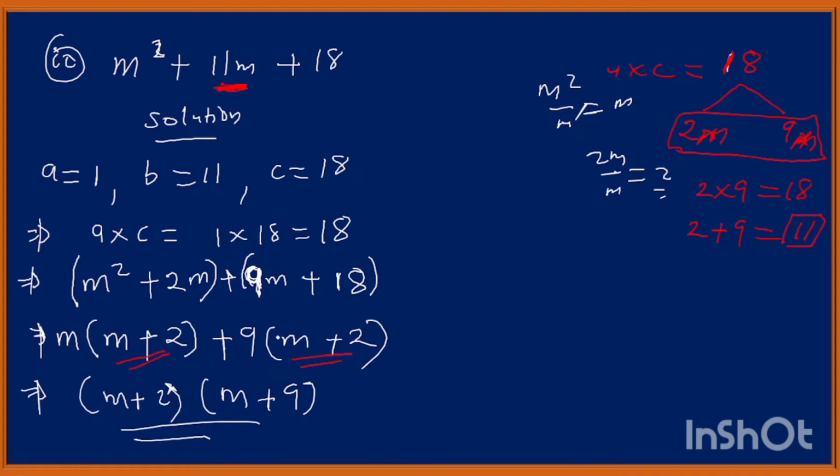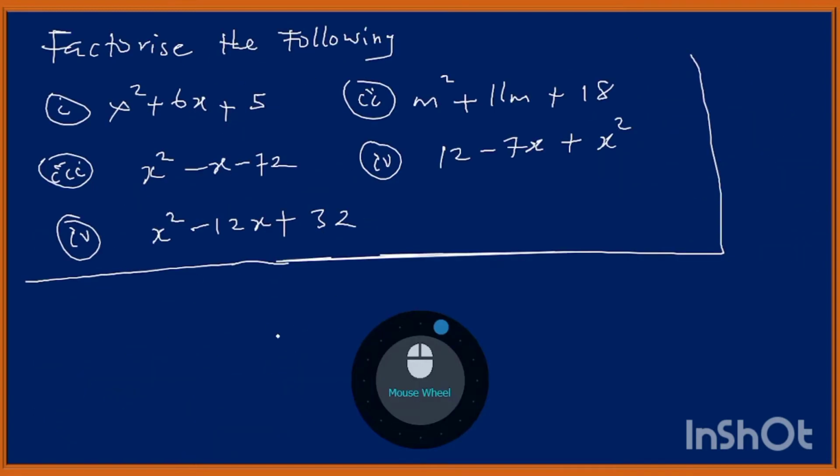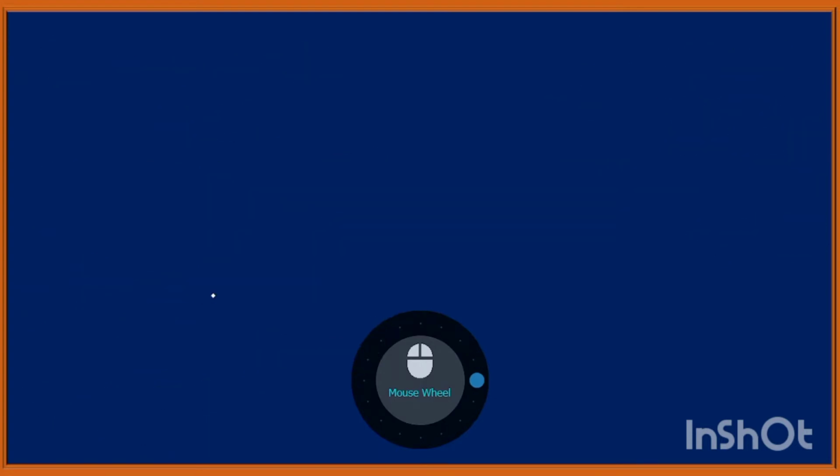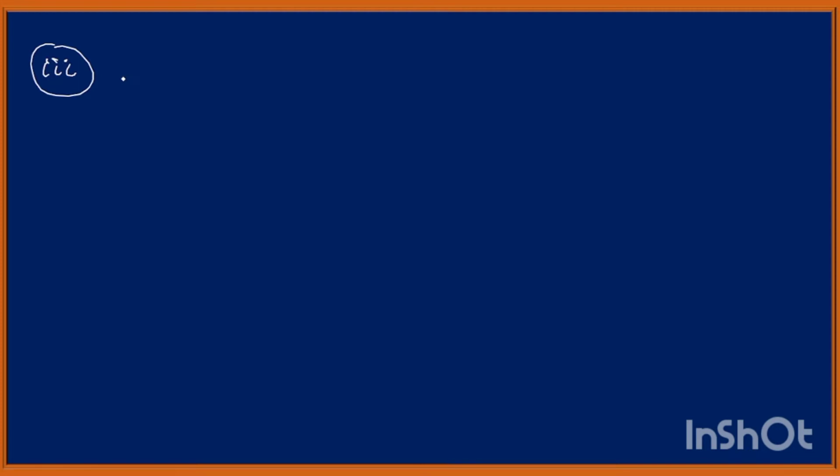Okay, let's go to the next question. This is very interesting. The next question is x squared minus x minus 72. So that is question number 3. We are looking at what? x squared minus x minus 72. Solution.